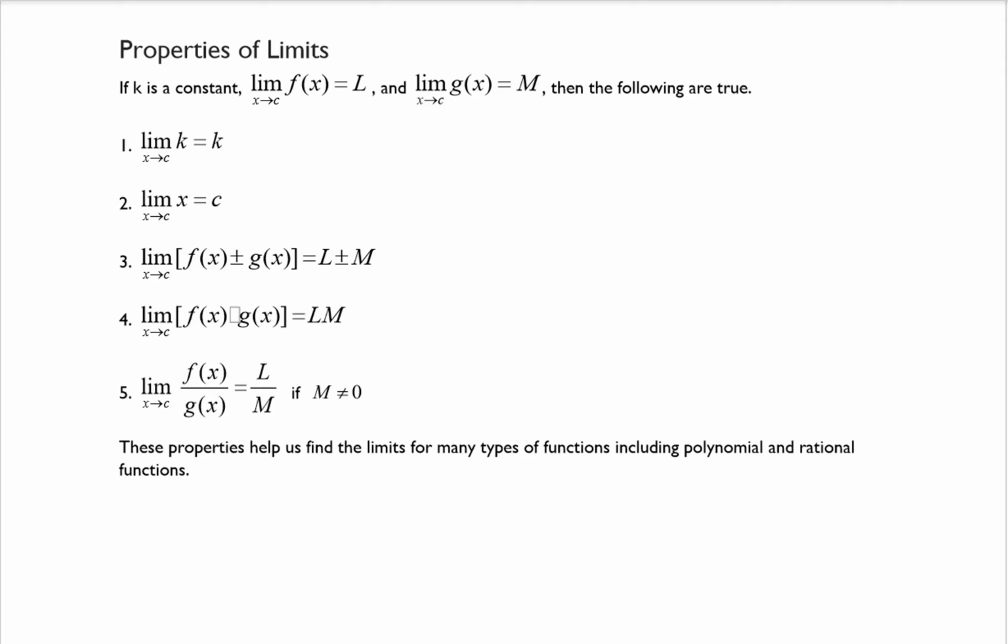The second property says that if you're taking the limit as x approaches c of the function x, then it's just going to be whatever that c value is. Recall the function f of x equals x. The way that you'd graph that is it's just a linear function with slope of 1 that has a y-intercept of 0, 0. And let's say you're approaching 7, then where is the balloon going? The balloon is just going to 7. So that's what that second property is saying.